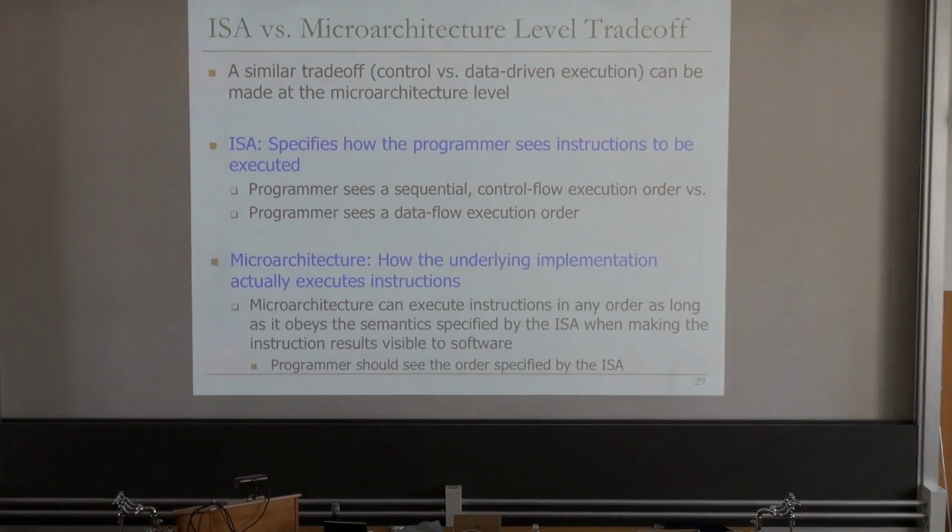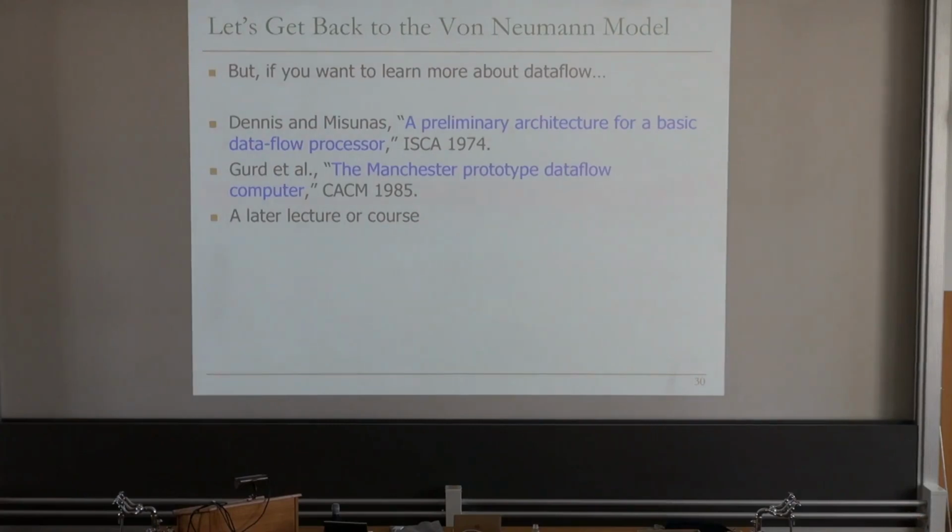Right? So the programmer should see the order specified by the ISA in this case. So you have a lot of freedom at the lower level. This is the beauty of operating at the lower level. And we've seen this a lot, right?